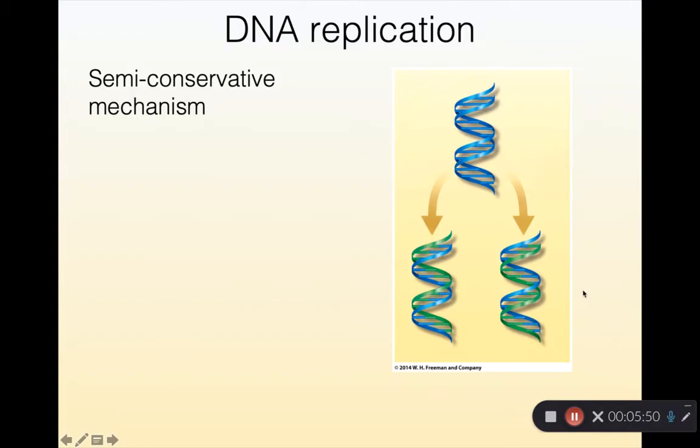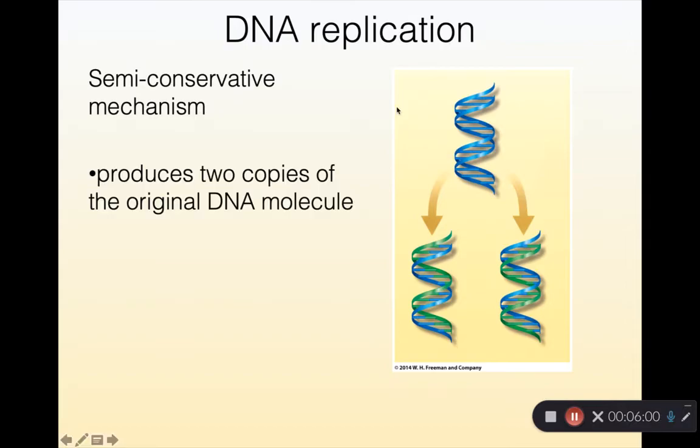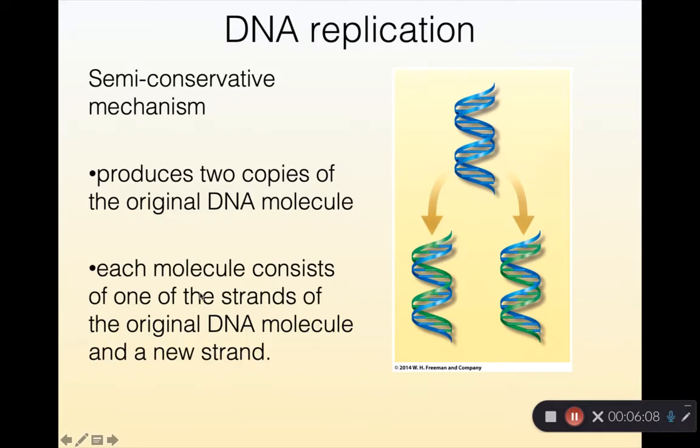When we're talking about new and old DNA, we're talking about this semi-conservative mechanism. Because we're producing two copies of the original DNA molecule, but we're also using the original molecule as well. It's called a semi-conservative mechanism, where each molecule is going to have one strand of the original DNA and one strand of the newly created DNA from those unique base pairings.